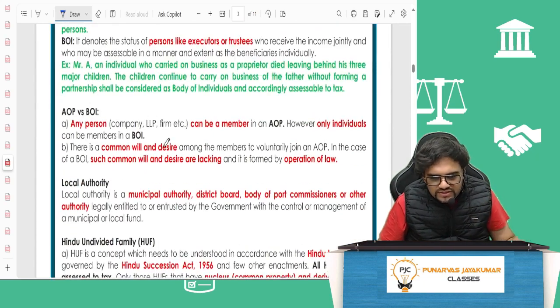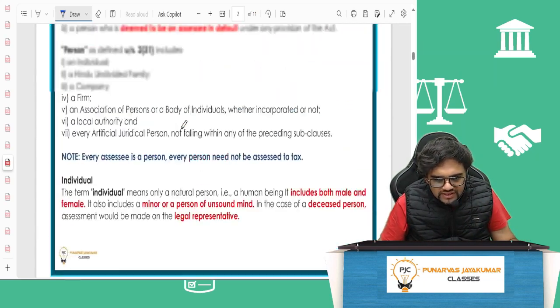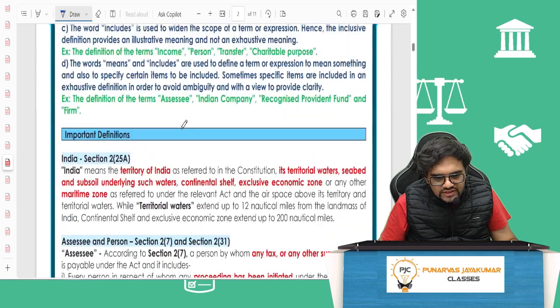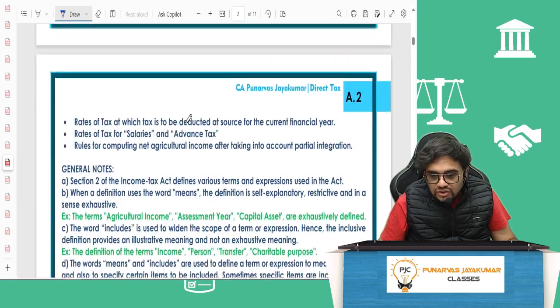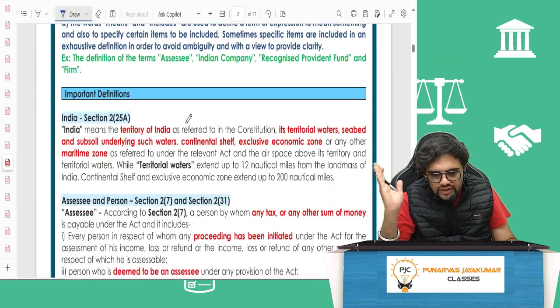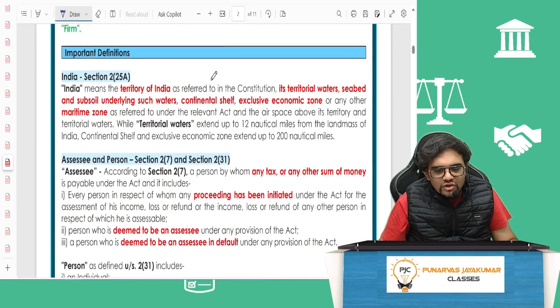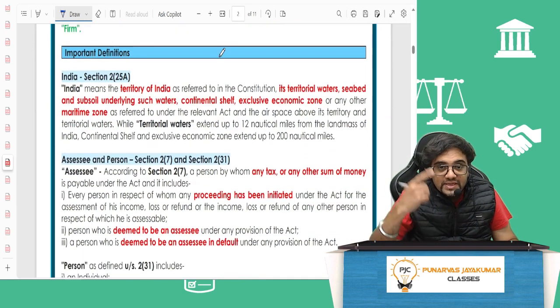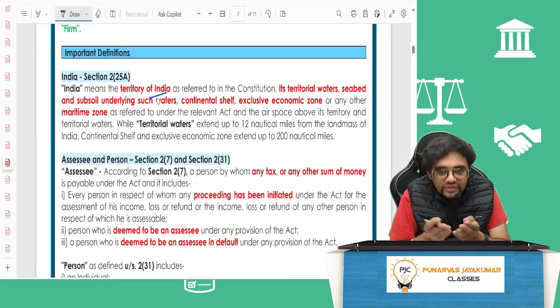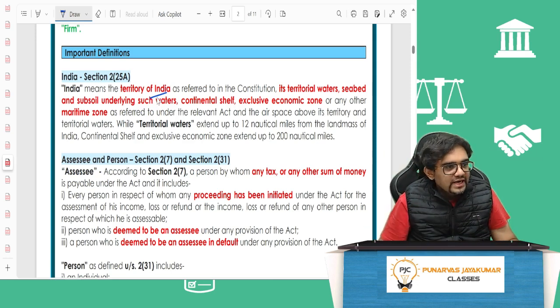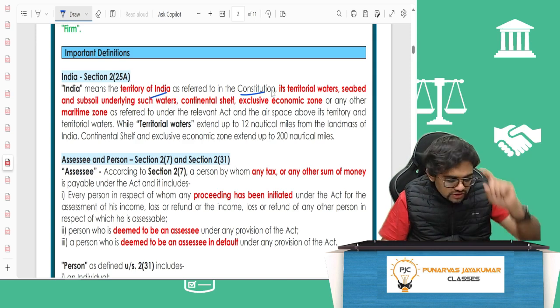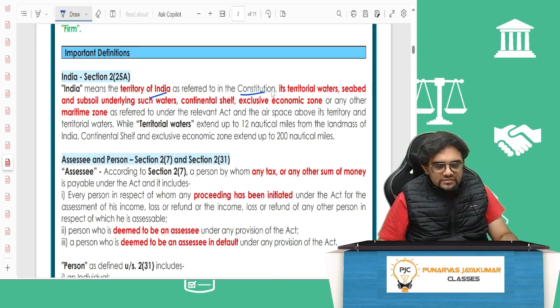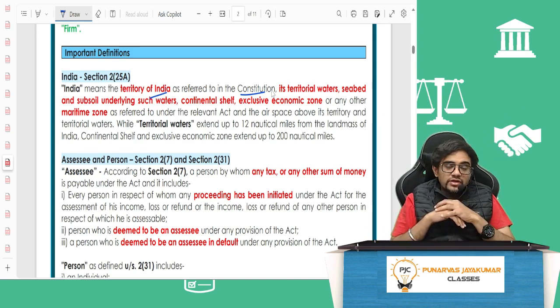All this you read, guys, okay? Let's not do all this, it's anyway the fast track thing, right? So you can read it. No tension, don't worry. Come to section 2, clause 25A. India means the territory of India. That's what I told, landmass, referred to in the constitution. So the constitution's definition of India we should take, which has the entire map including the POK.